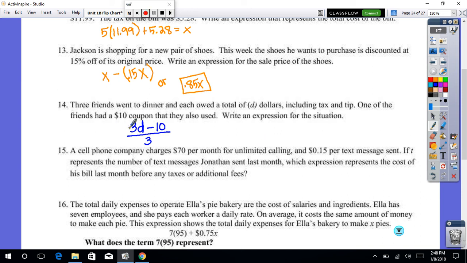Okay, again, we have the 3 friends that each owed $D. There was a $10 coupon. So then divide it by the 3 friends again to see how much they each actually owed.